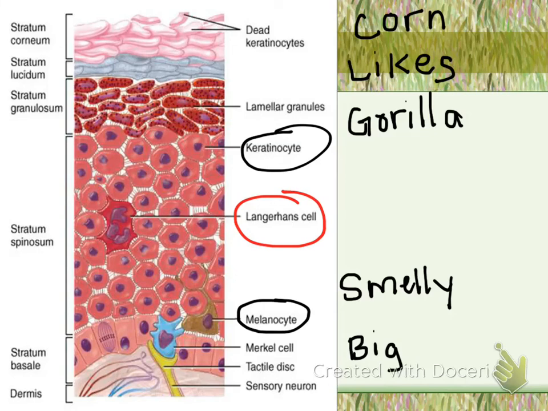Another cell down here is called the Merkel cell. Merkel cell and tactile disc kind of go together. Merkel cells are also called tactile cells, and their job is the reason why you can sense touch against your skin. So when a fly lands on you and you notice even that little faint touch, that you know something is on you, it's because of the Merkel cells.